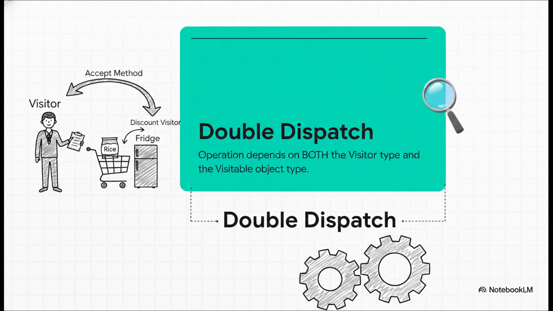The operation that ultimately runs depends on 2 things: the type of the visitor, like a tax visitor versus a discount visitor, and the type of the visitable object, like rice versus fridge. The visitable object calls its accept method, which then explicitly hands itself back to the visitor's type-specific method. It's like a beautifully choreographed handshake.